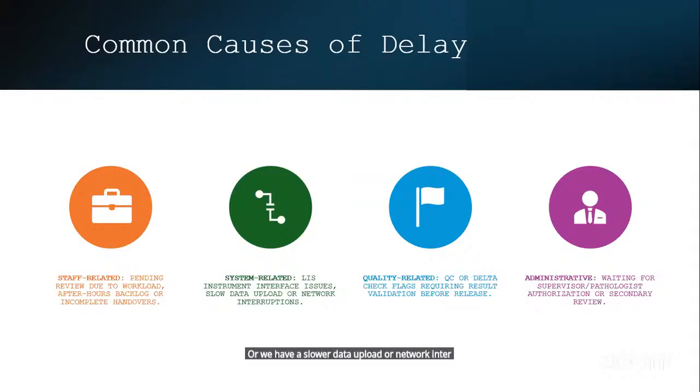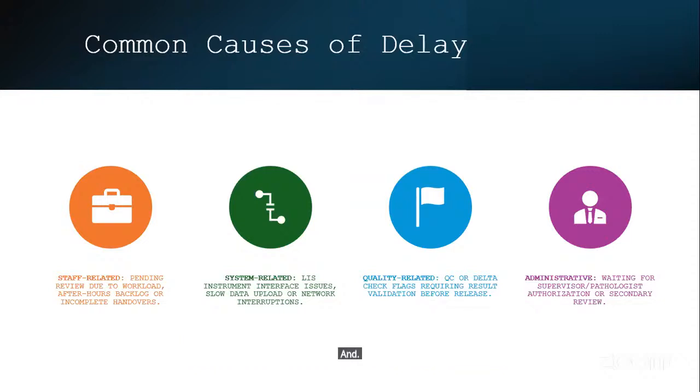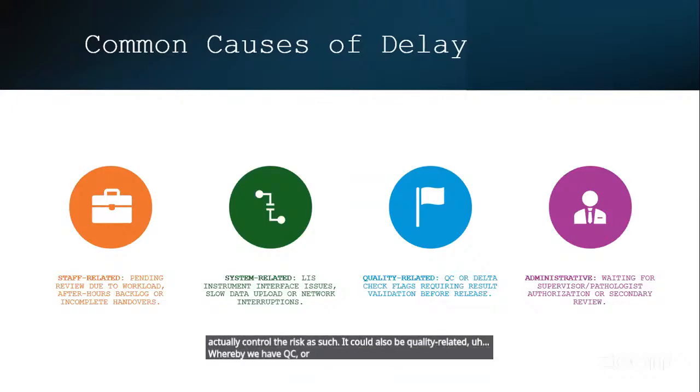These are systematic, system-based issues that can actually be looked at. And once we look at these issues and identify them, we do what we call appropriate risk assessment, and we come up with a mitigation plan to help us actually control the risk as such. It could also be quality related, whereby we have QC or data checks flags require result validation before release.